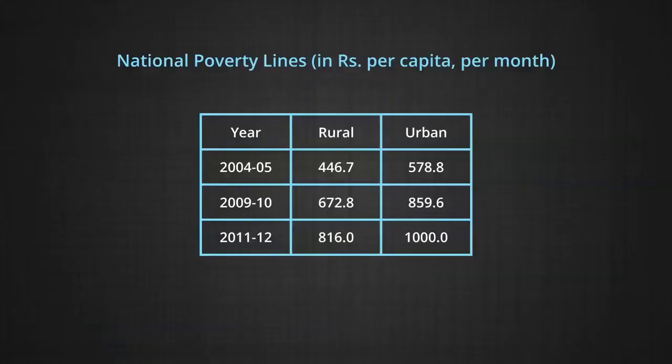The Tendulkar committee estimated, as shown in table 1.2, that the all India poverty line for 2004-05 for rural area was rupees 446.7 per capita per month, and for urban areas rupees 578.8 per capita per month.